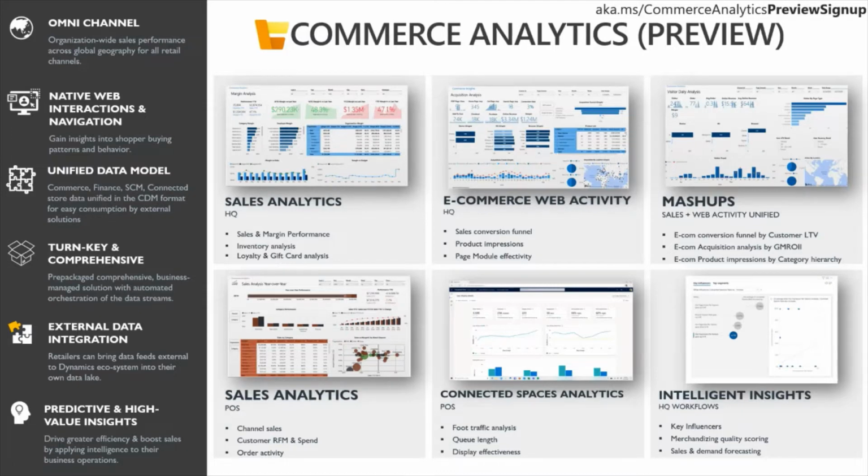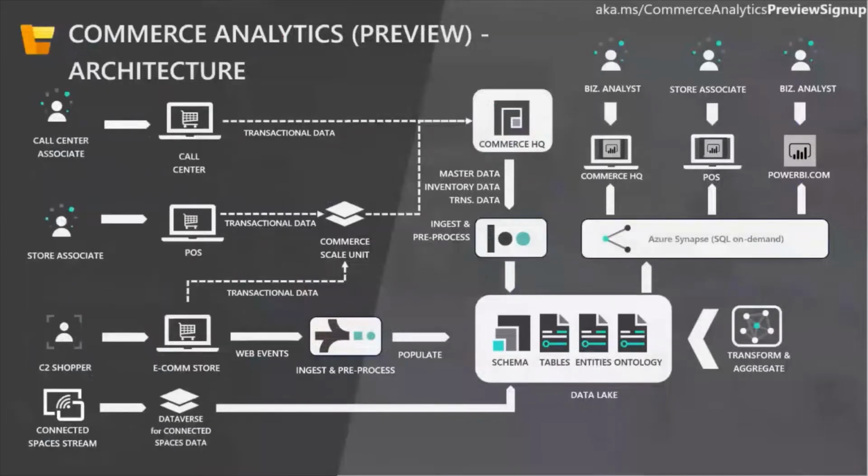Let's take a quick look at the system architecture of this native capability that we're delivering as part of Dynamics 365 Commerce. In any system, there are sources of data, and in Dynamics 365 for Commerce, the typical sources of data are, as an example, a store associate in a store, checking out customers, ringing up transactions at a point of sale. This is existing capability where this transactional data is processed by Commerce Scale Unit. These transactions make their way to Commerce back office.